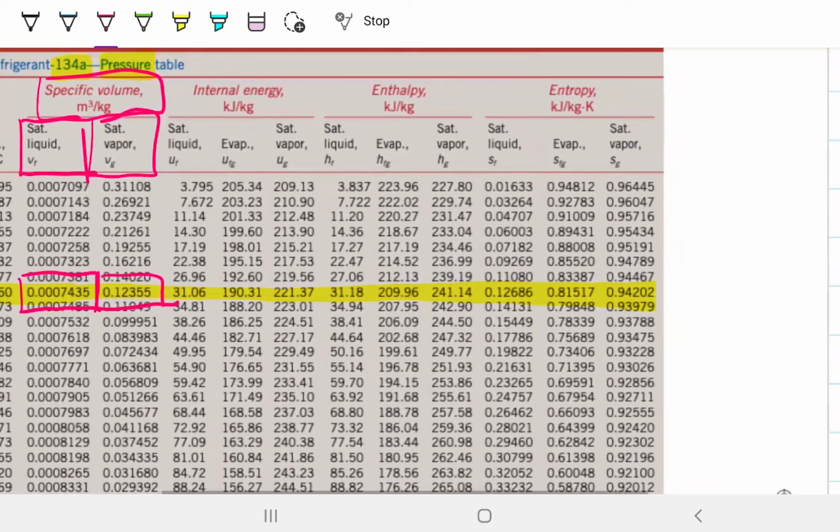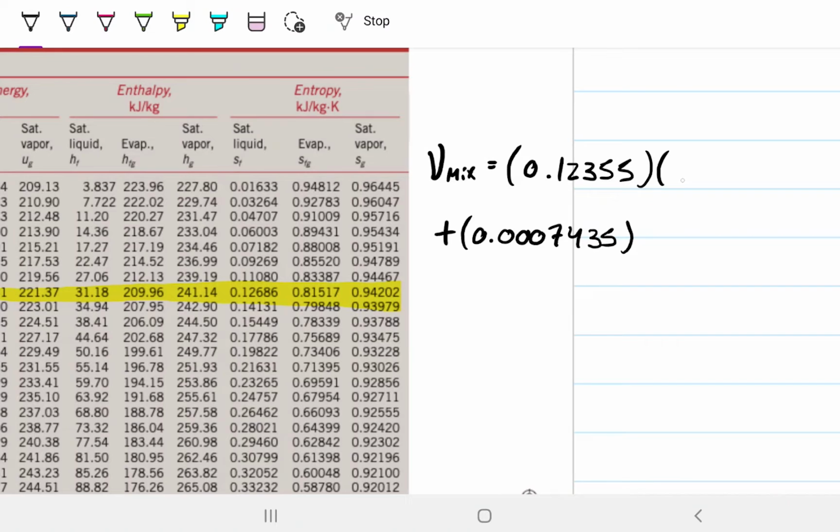So let's do the math here on the corner so we can have access to those numbers. The V mix is going to be 0.12355 times my quality, which is 40, plus 0.0007435 times whatever is not the quality. So this is quality 40%, or 0.4, you can put it either way. And here 1 minus, or 100 minus 40%, so 60%.